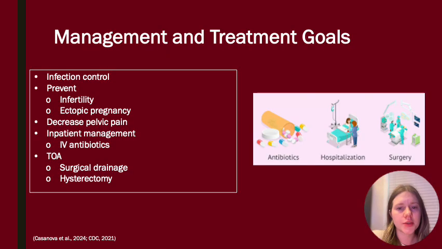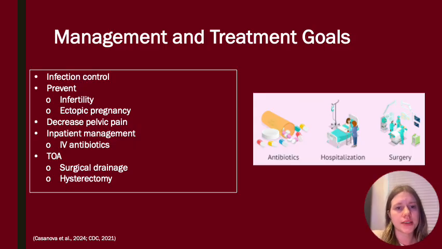So some management and treatment goals that we have for a patient that has PID would be rapid infection control, and then prevention of infertility and ectopic pregnancy. And we want to reduce that chronic pelvic pain. The focus of inpatient management is high-dose IV antibiotic therapy with an antimicrobial spectrum that covers both aerobic and anaerobic organisms. And in the case of the patient having TOA that does not respond to antibiotics, the next steps would be surgical drainage or even hysterectomy. And that really just depends on the reproductive state and the desires of the patient, what they have in mind.